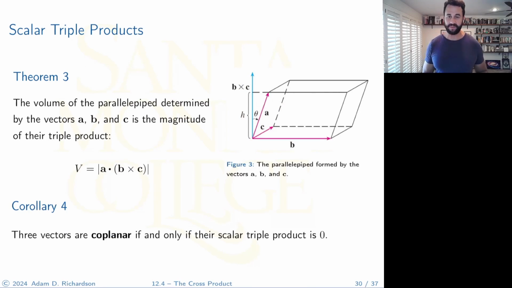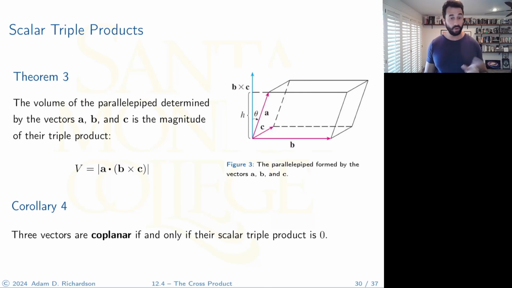Now, what is so interesting about this scalar triple product? Well, this is kind of a mouthful, but the volume of the parallelepiped determined by the three vectors A, B, and C is actually the magnitude of that scalar triple product.